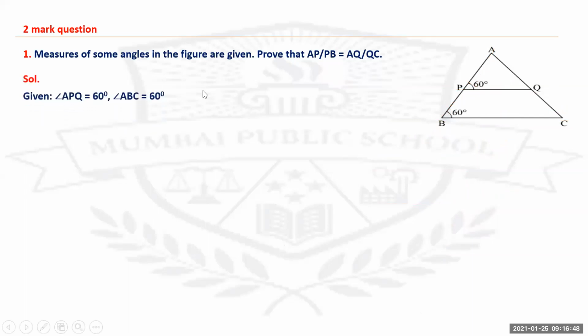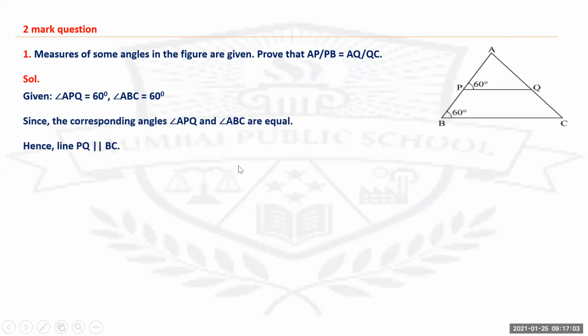Now we'll move on with the solution, check. Angle APQ equals 60, angle ABC equals 60. Since the corresponding angles, that is angle APQ and angle ABC, are equal, line PQ is parallel to BC.